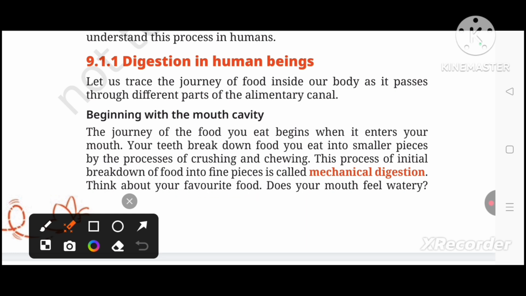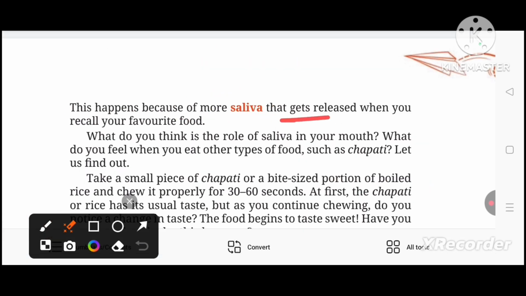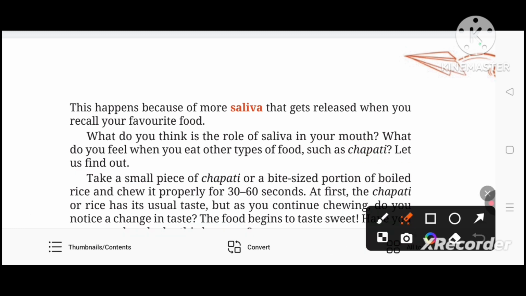Think about your favorite food. Does your mouth feel watery? Yes, because more saliva gets released when you recall your favorite food. What do you think is the role of saliva in your mouth? What do you feel when you eat other types of food such as chapati? Let us find out. Take a small piece of chapati.